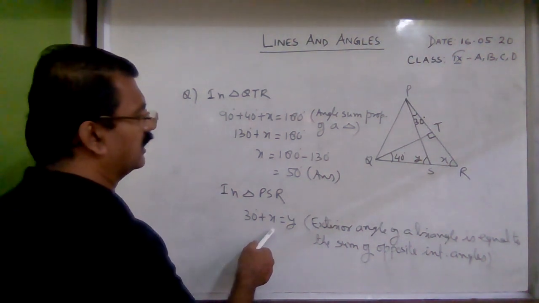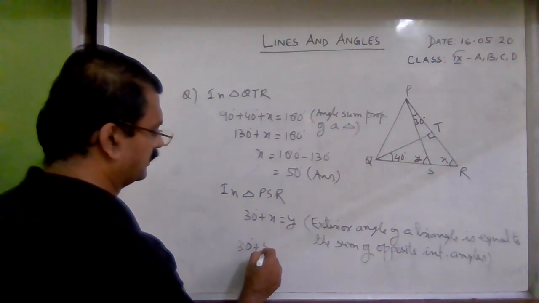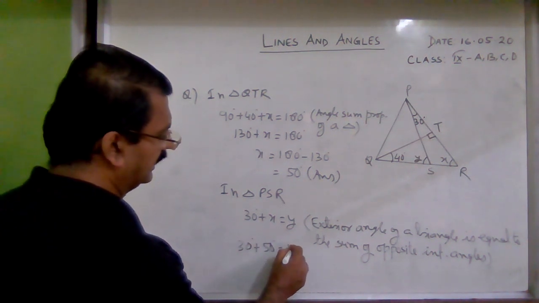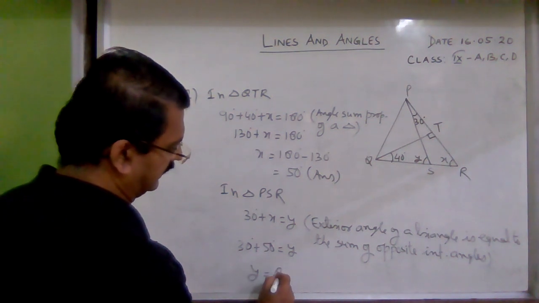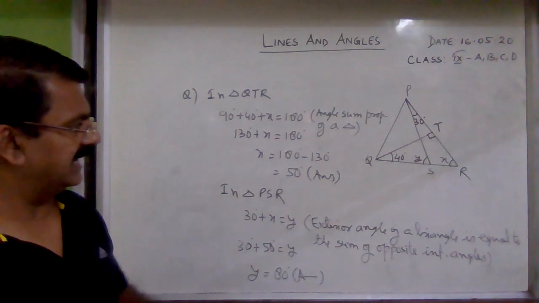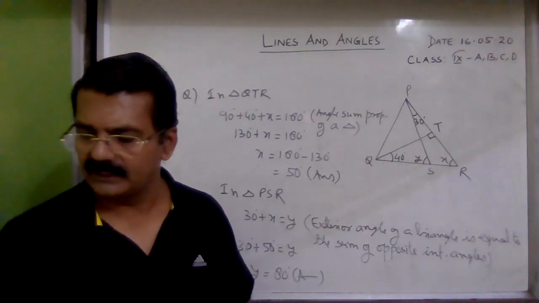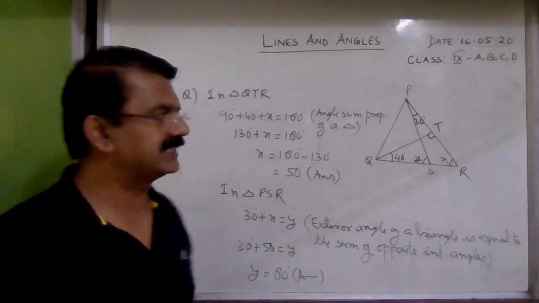Now x we have already calculated, that is 50. So 30 plus 50 is equal to y. So y is nothing but 80 degrees. So that is the second part of your answer. x is 50 degrees and y is equal to 80 degrees. Clear? Now we'll do the next example.